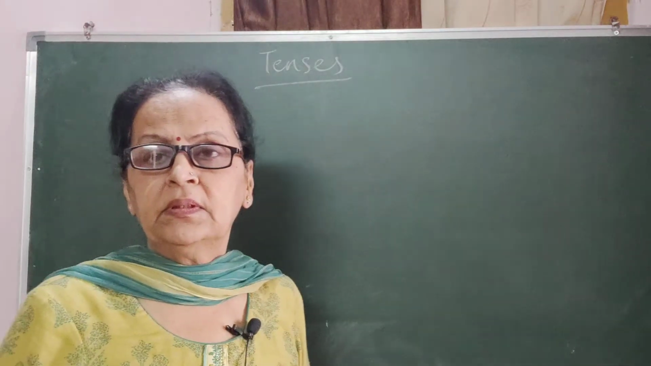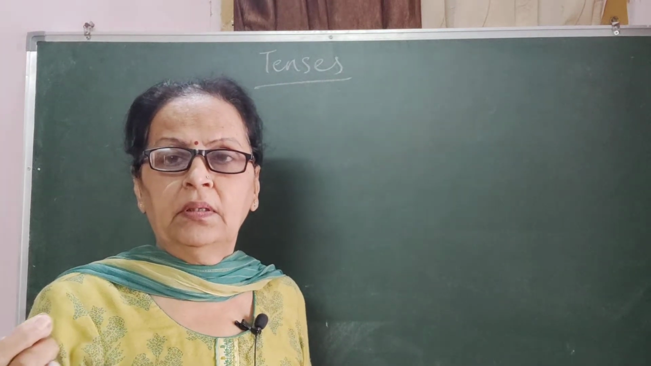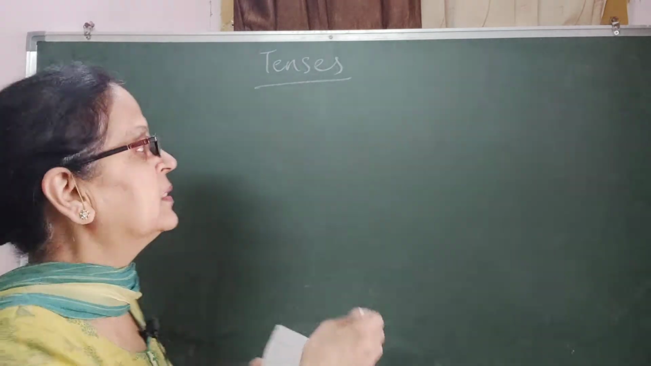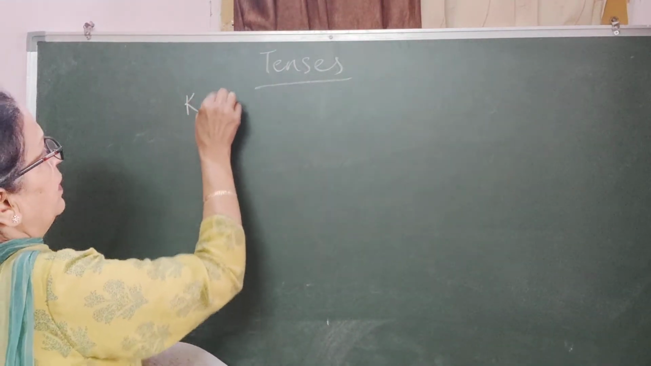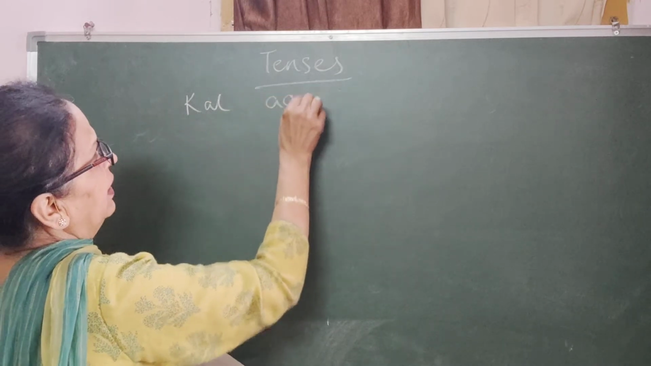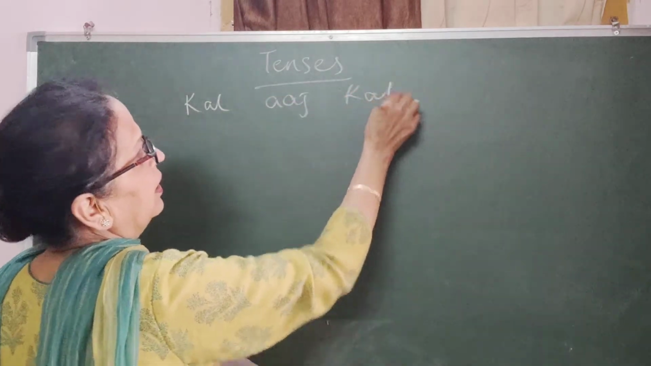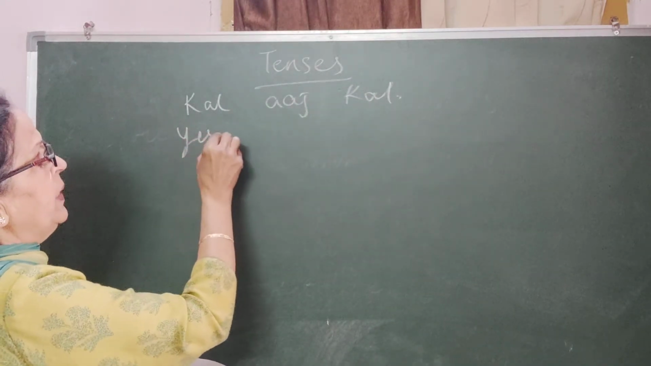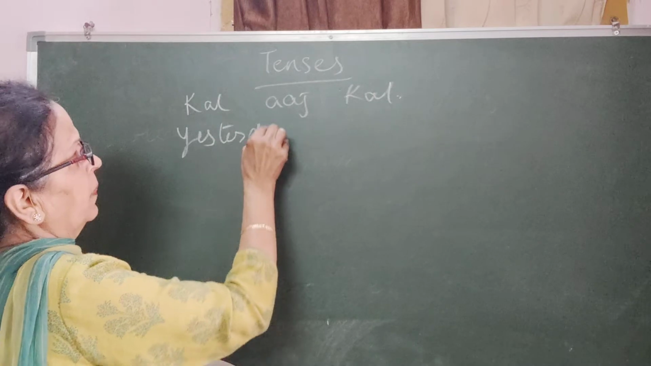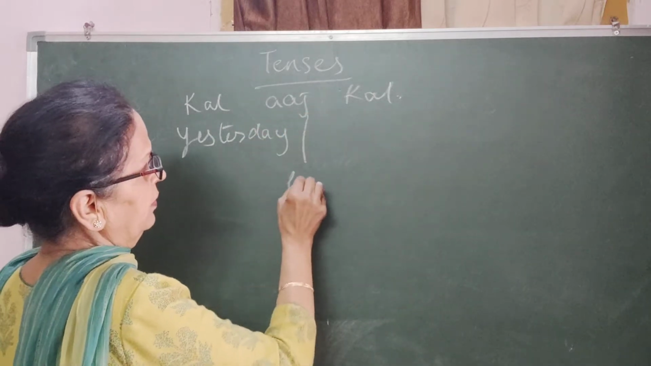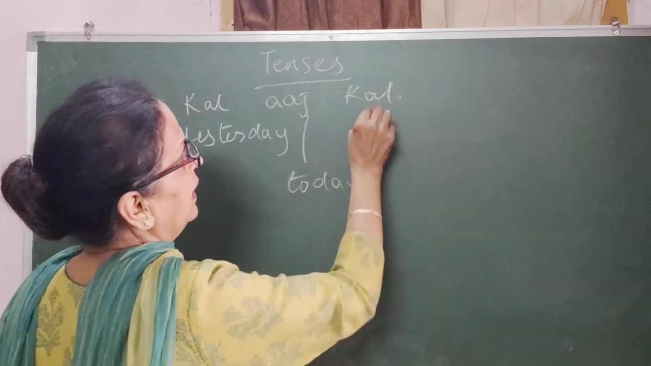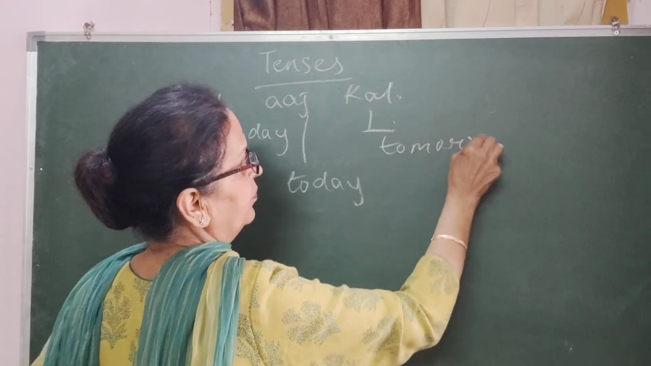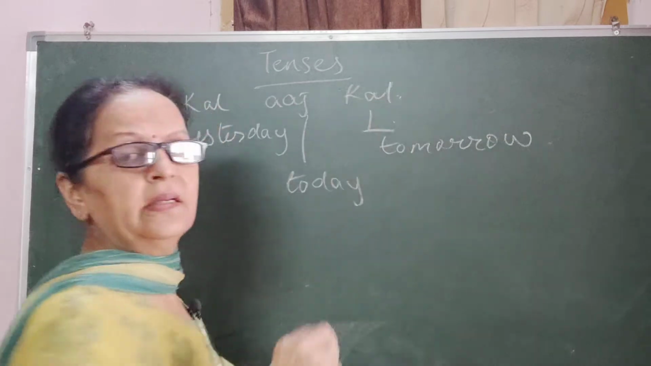What is tenses? Let me tell you the name of a film which is very old, but it is dealing with this thing. Your parents might have heard Kal, Aaj aur Kal. So this is yesterday, जो बीत गया. This is today, and this is going to come, that is tomorrow. I hope you can understand.